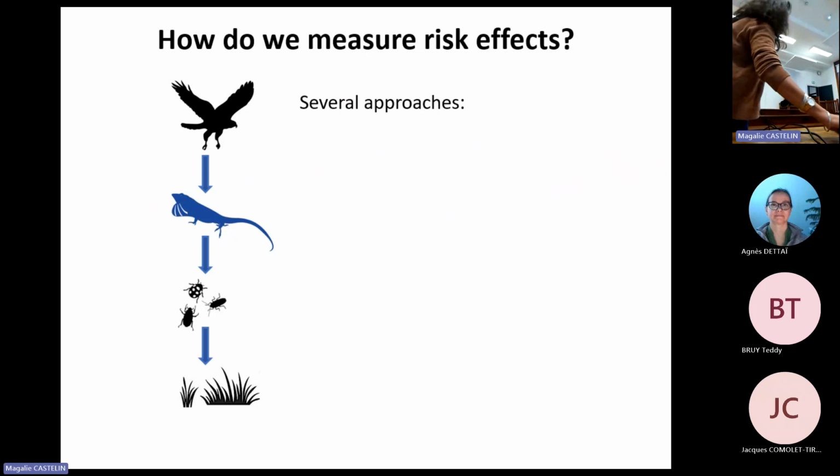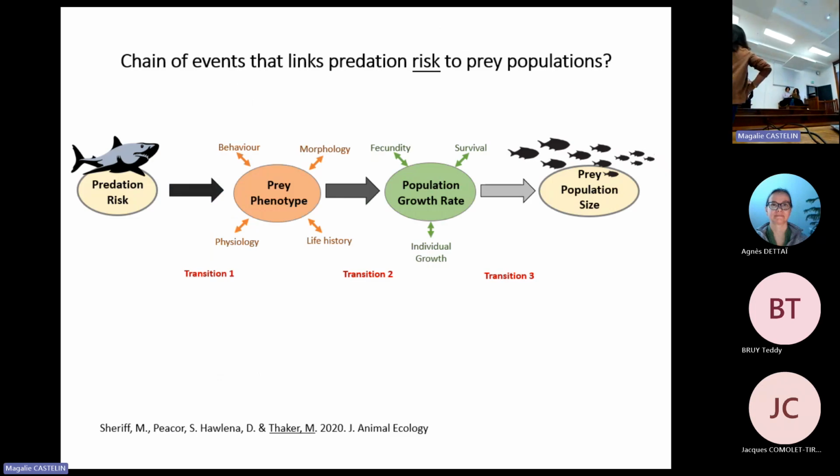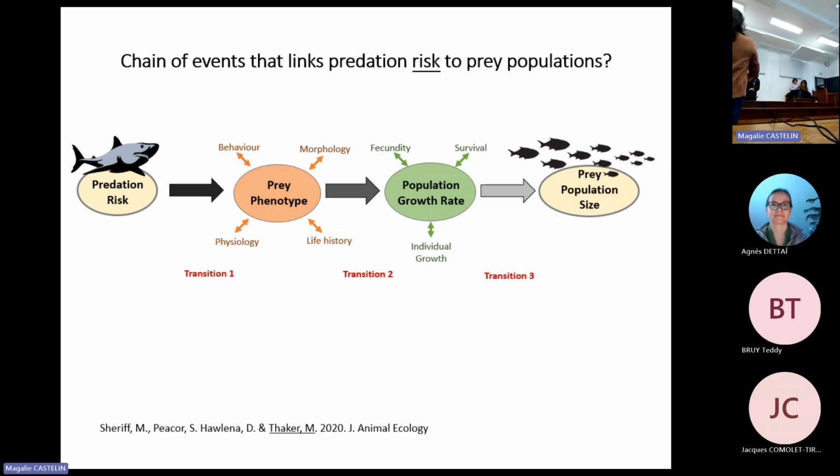So when you say changes in phenotype, you mean heritable genetic changes or a plastic response? Plastic right now. I'm talking about plastic right now, at the individual ecological timescale. Evolution I will touch on at the end. But right now, inducible.